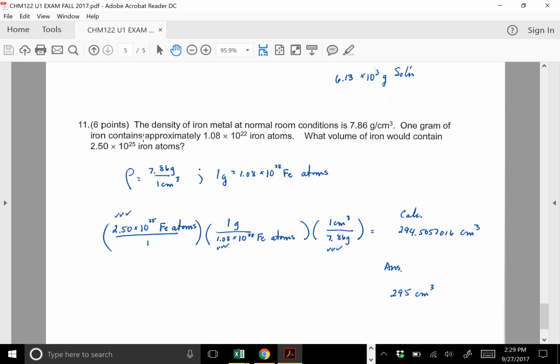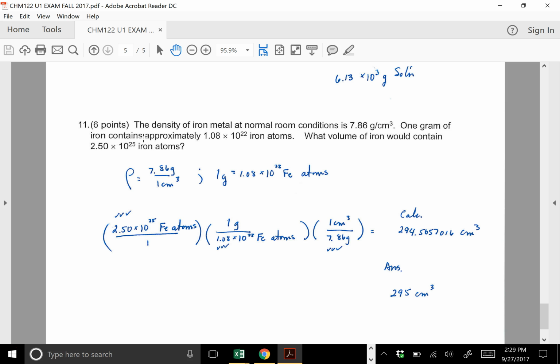So the density is given. Remember, 7.86 g/cm³ means this, 7.86 grams per 1 centimeter cubed. The next sentence says 1 gram contains approximately 1.08 times 10 to the 22nd iron atoms. Okay, so I'm going like this, so that's my equivalency statement. I can't do this on the video, I know. But I would if I could. Okay, so that actually is an equivalency statement we're going to use as a conversion factor.